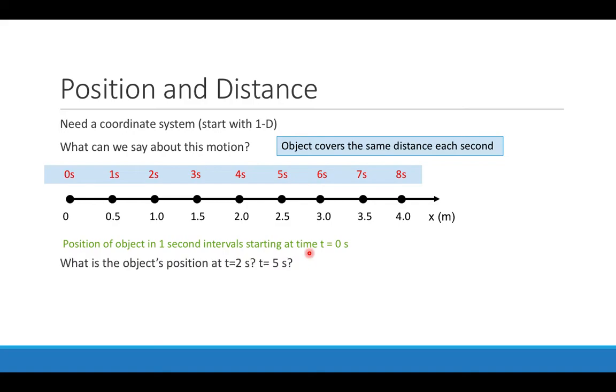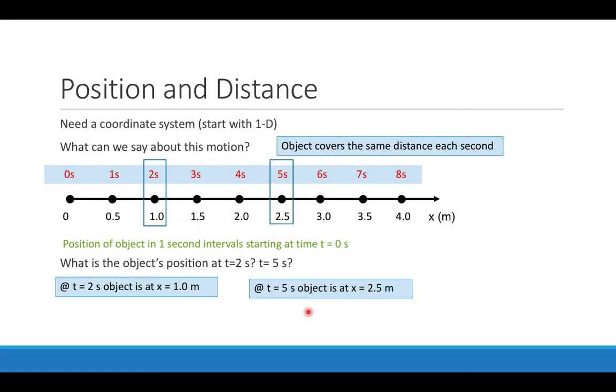We could certainly look at this particular motion, which is a very easy motion, and try to understand what's going on with that motion. The first thing we could describe is, what is the object's position at particular time intervals? At 2 seconds, what is the position of the particle? And at 5 seconds, what is the position of the particle? If I look at 2 seconds here, I realize that on my coordinate axis the object is at 1 meter. And then if I go over to 5 seconds, I realize that the object is at 2.5 meters.